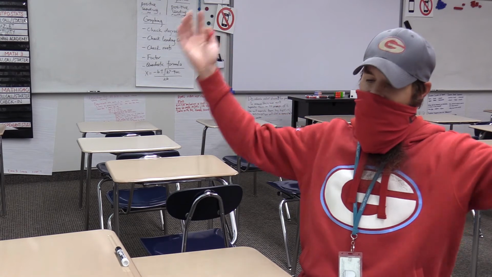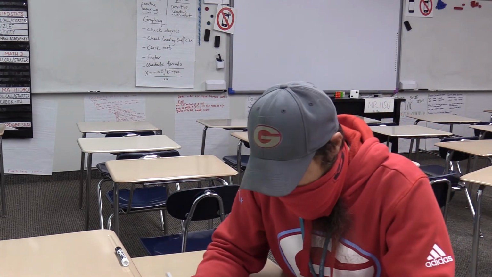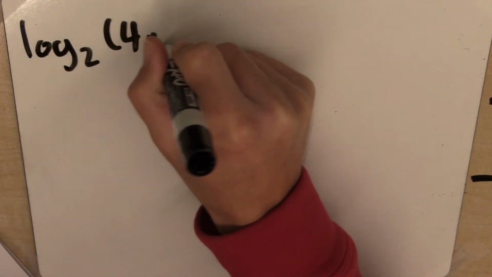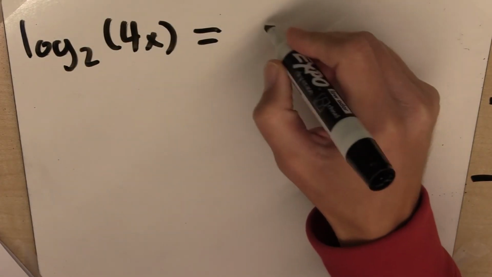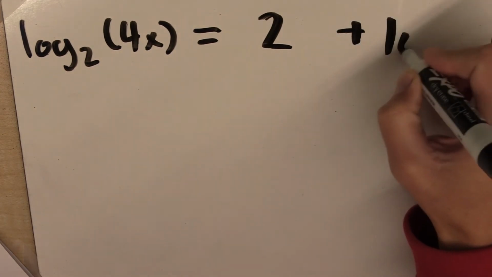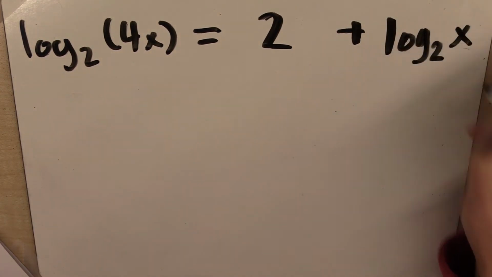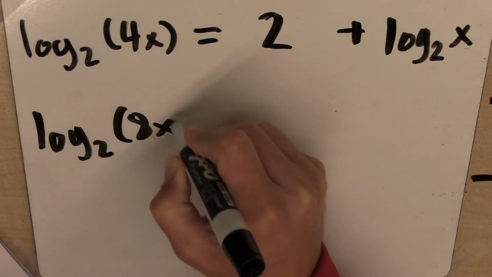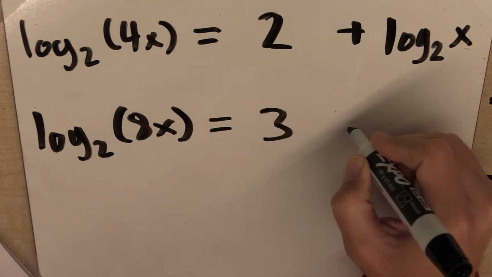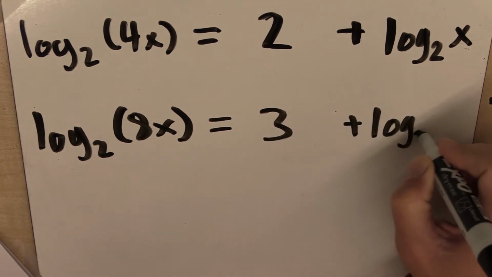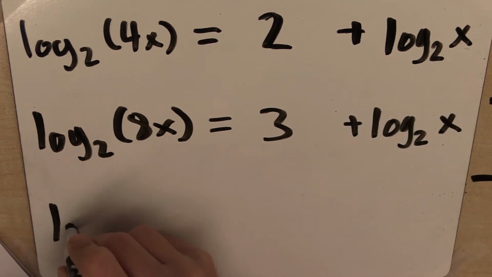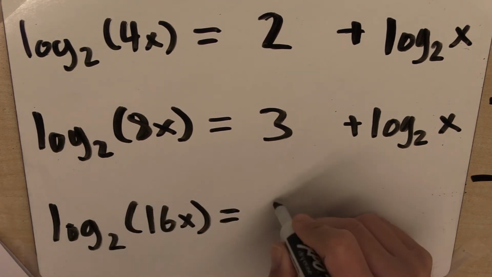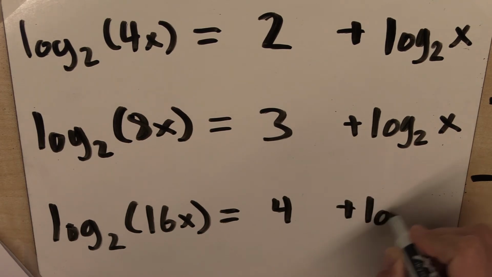Oh my gosh, I think I know what's happening here. Here's what we see from the graph. Log base 2 of 4x is equal to 2 plus log base 2 of x. And log base 2 of 8x was equal to 3 plus log base 2 of x. And log base 2 of 16x was equal to 4 plus log base 2 of x.